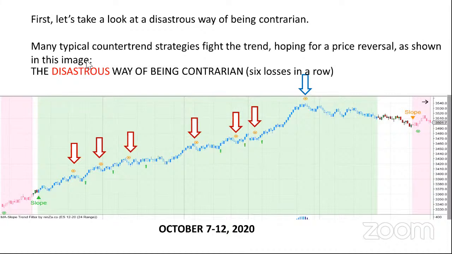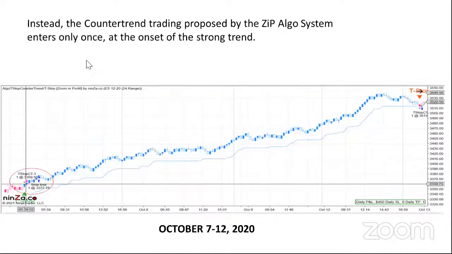And to me, this is a disastrous way of being contrarian, because in a strong trend, that could be multiple losses while hoping for a turnaround in price. And let's see the alternative to this.